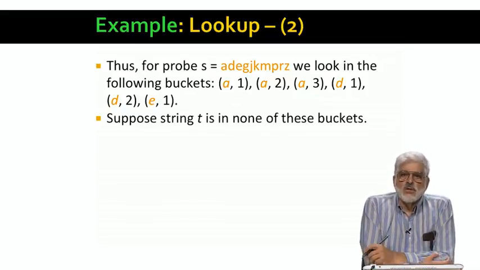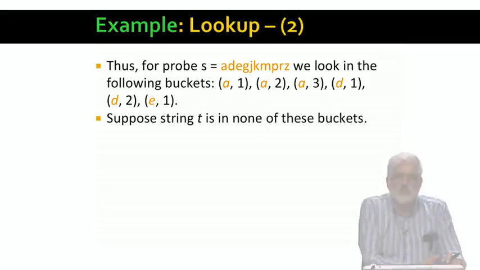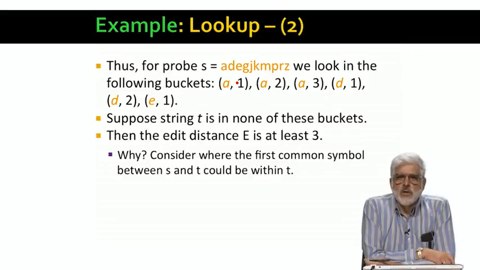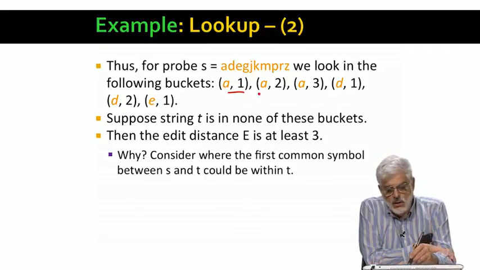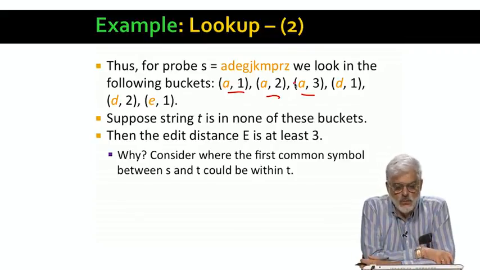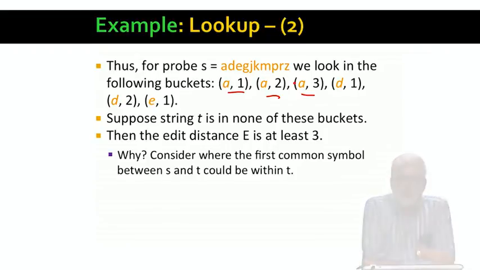We want to convince ourselves that when T is in none of these 6 buckets, then it can't be at distance 0.2 or less from string S. Then the edit distance between S and T is at least 3. To see why, consider what the first symbol T has in common with S can be. If it is an A, then that A is at least 4 positions back in T, because we would search for and find T if A were any of the first 3 positions, because we look at those buckets.